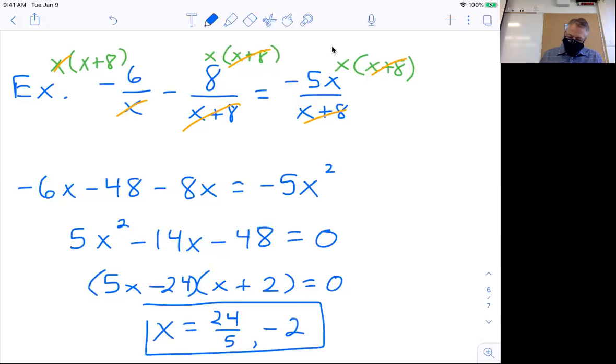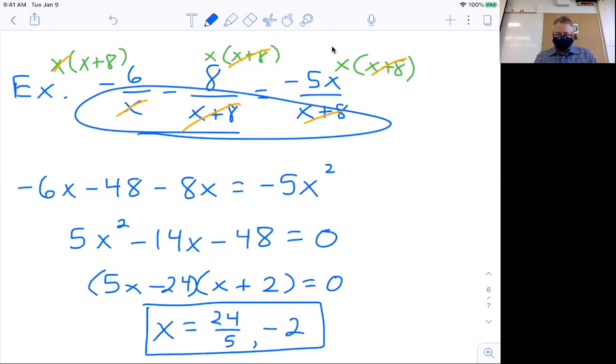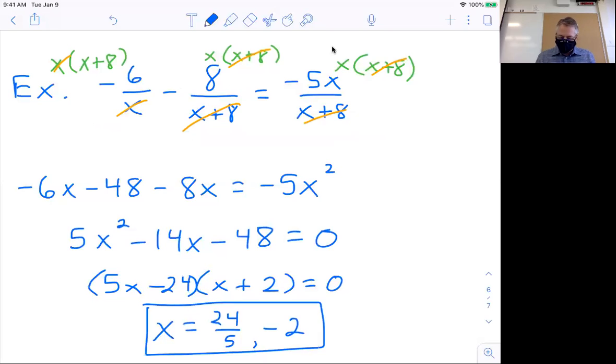And neither of those are extraneous, so we're in good shape. Again, because only 0 or -8 would be extraneous. Now, one thing that some of you may or may not know, when we got to here, 5x squared minus 14x minus 48 is equal to 0.